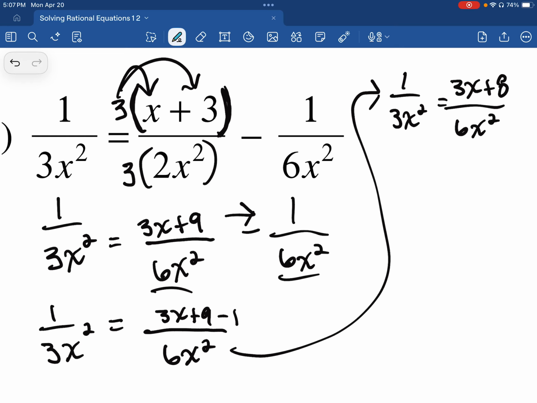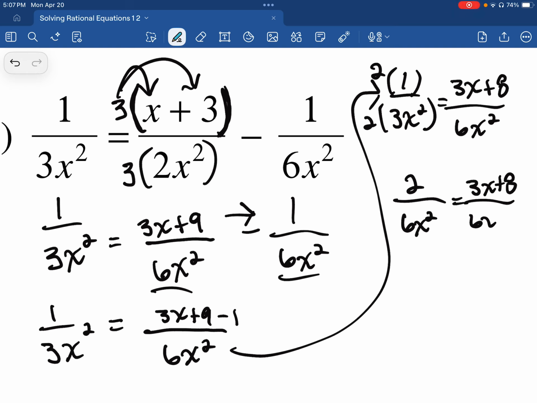So we are getting close, but similar to our last problem, wouldn't it be nice if this denominator and this denominator were the same? We know that if the denominators are the same, that implies that the numerators are going to be the same if these things are equal. So we'll have to multiply both the top and the bottom here by 2. So our new numerator on the left side is 2. Our new denominator on the left side is 6x squared, and that will equal 3x plus 8 over 6x squared.